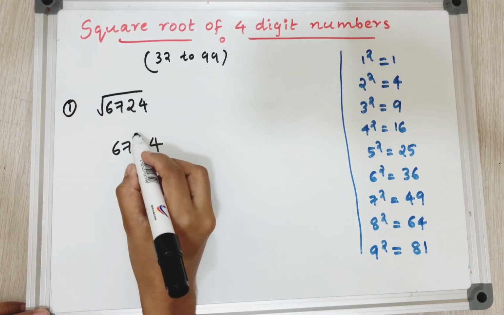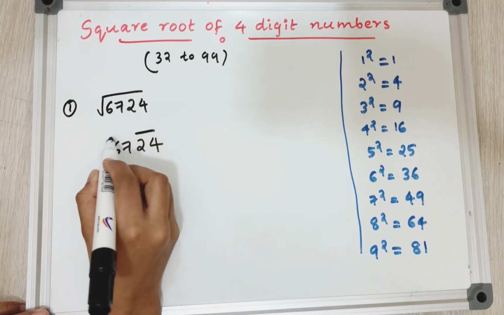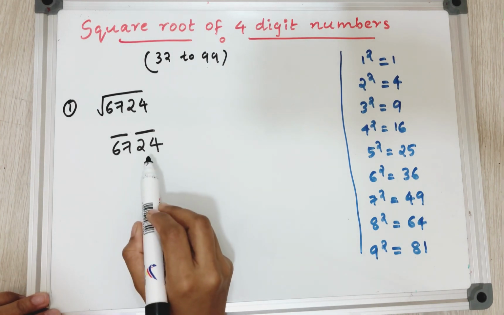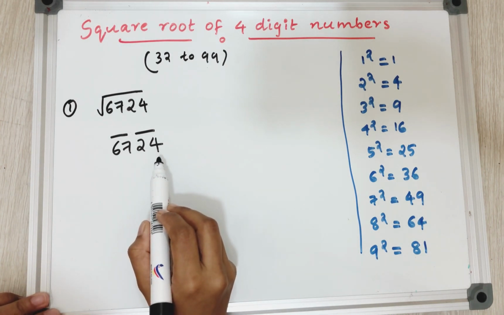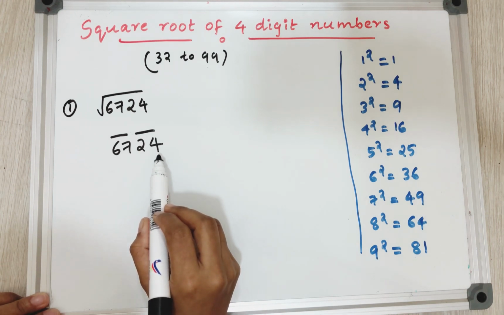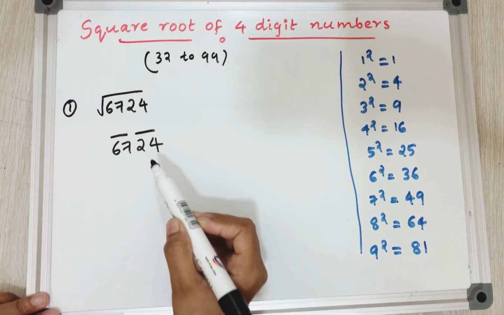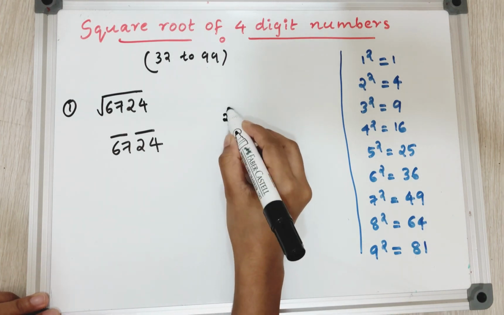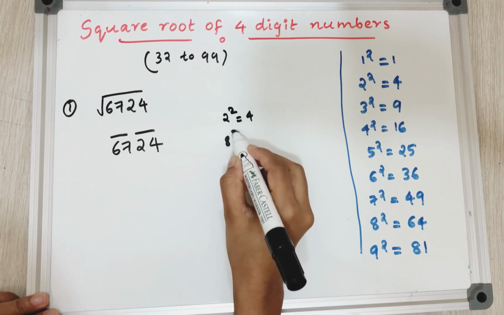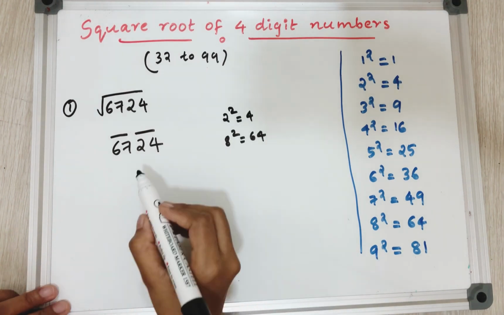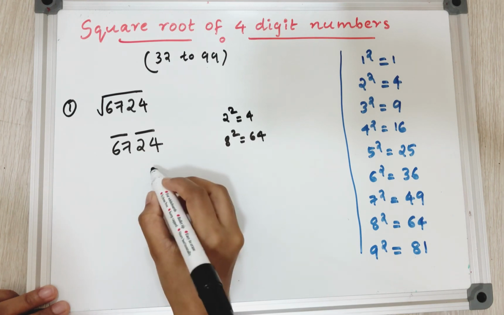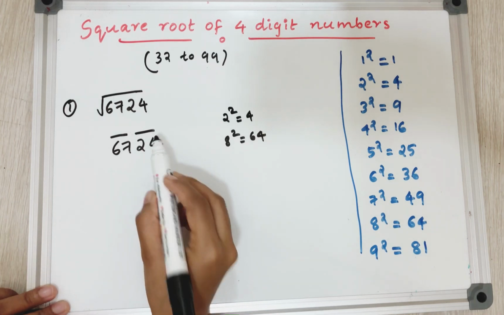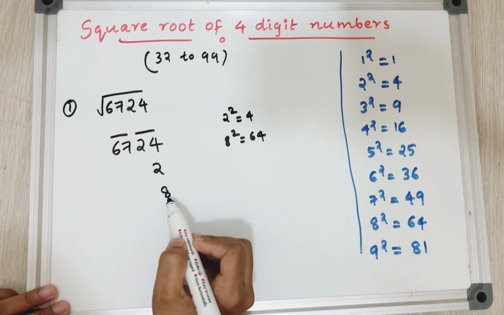6724 and pair the last two digits and also pair the first two digits. Now see, this perfect square ends with a 4. So the square root of a number that ends with the digit 4 ends with a 2 or 8. We know 2 square is 4 and 8 square is equal to 64. So the square root of this number ends with either 2 or 8. The squares of these two numbers end with 4.